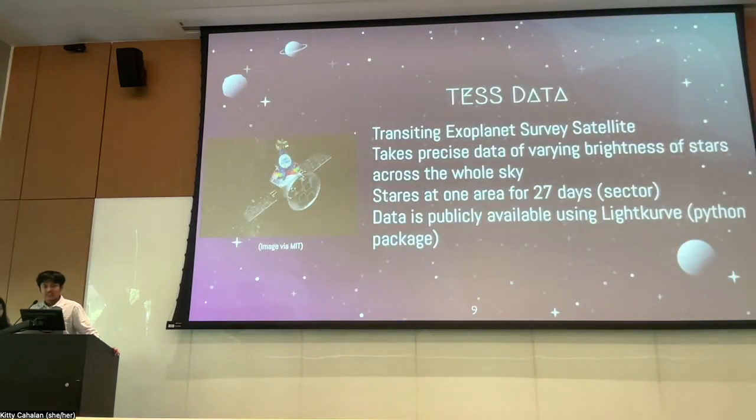To calculate the stellar rotation period, we need a lot of data, so we use the publicly available TESS data. TESS stands for Transiting Exoplanet Survey Satellite, and it was a NASA mission launched in 2018 to find exoplanets. TESS basically stares at one area for 27 days, which is called a sector, and it takes precise data of the changing brightness of stars across that entire sector. We access this data using a Python package called Lightkurve.